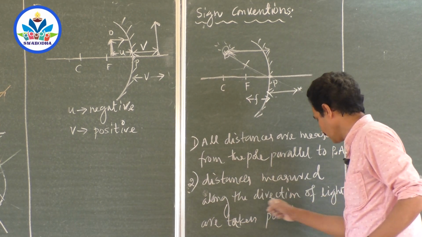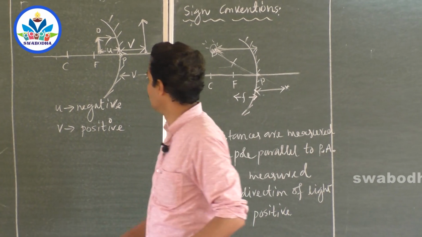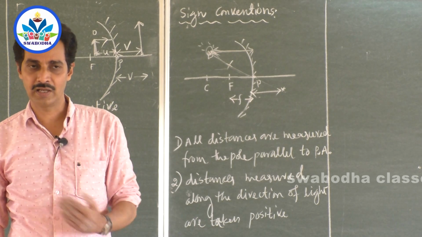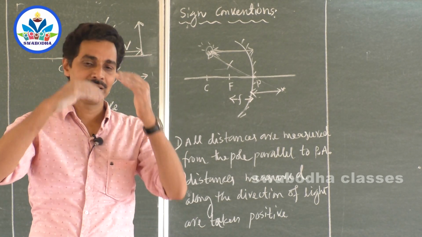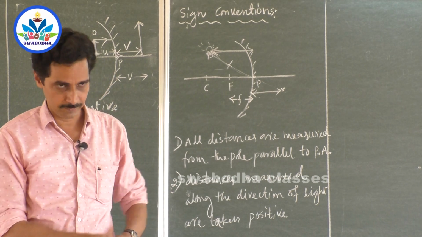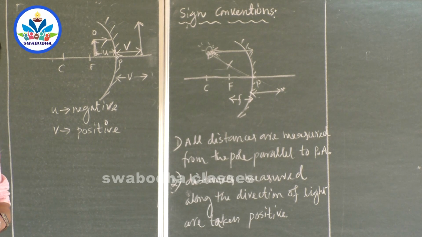Distances measured along the direction of light are taken positive. Along with that, distances measured opposite to the direction of light are taken negative. Of course, all these sign conventions may be made very easy when you apply them to a problem. Because I have told you, every time observe when I draw the diagram.